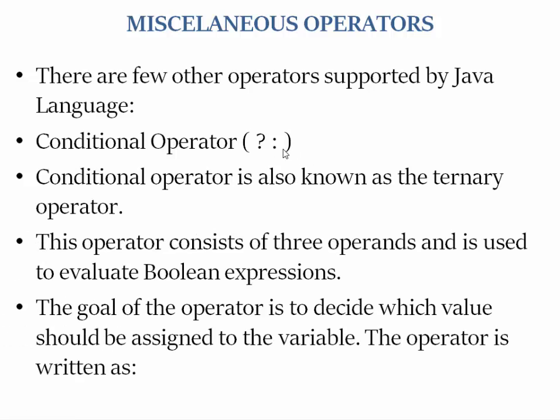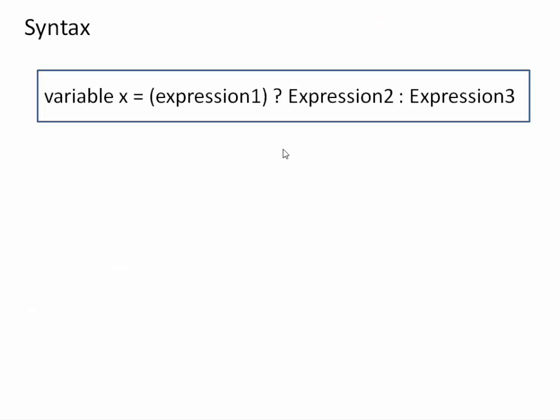Let us see the syntax of using a conditional operator. This is the syntax. Here we have expression 1, expression 2 and expression 3. These three are the three operands: operand 1, operand 2 and operand 3, which may be expressions.